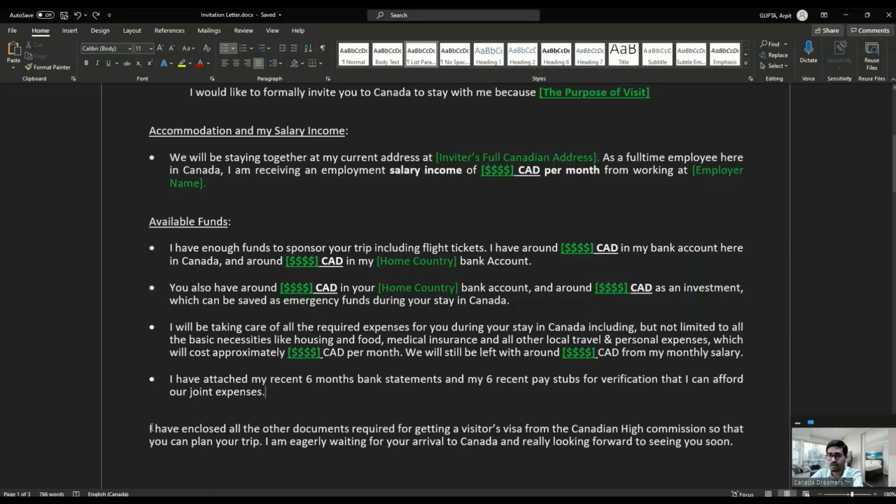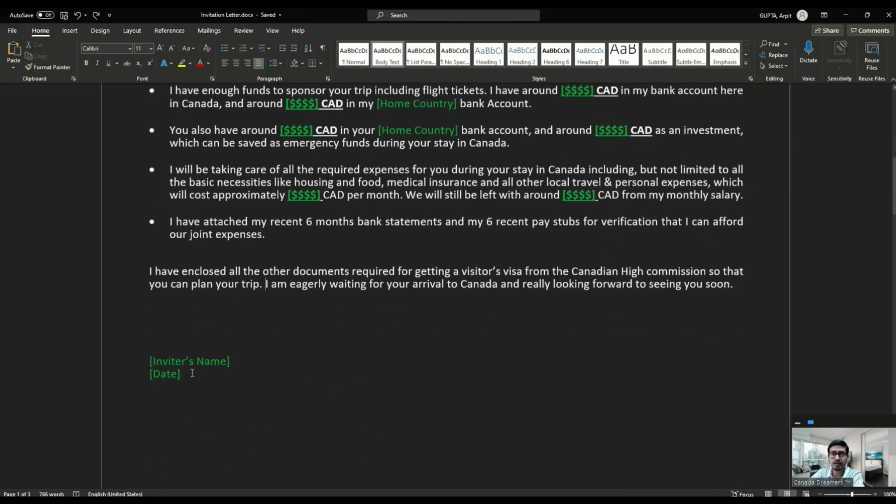And then at last I have written that I have enclosed all other documents required for getting a visitor visa from the Canadian High Commission so that you can plan your trip. I am eagerly waiting for your arrival in Canada and really looking forward to seeing you soon. And then at last I have the signature, my name and the date.